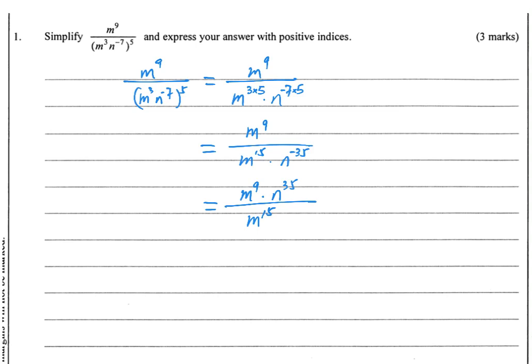So here m to the power 9 and m to the power 15 can combine together. Because the power in the denominator is bigger, you keep it in the denominator, 15 minus 9, and n to the power 35 is in the numerator. So the final answer is n to the power 35 over m to the power 6. That's it. So next question.